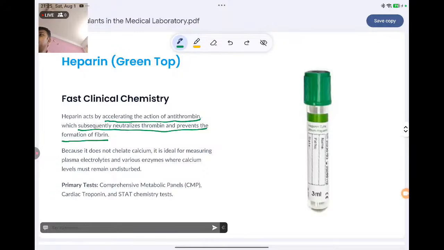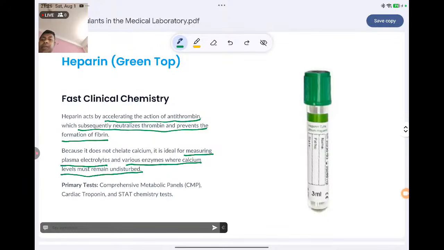The heparin tube consists of sodium heparin, lithium heparin, and ammonium heparin. It does not chelate calcium. It is also ideal for measuring plasma electrolytes and various enzymes where calcium levels must remain undisturbed.